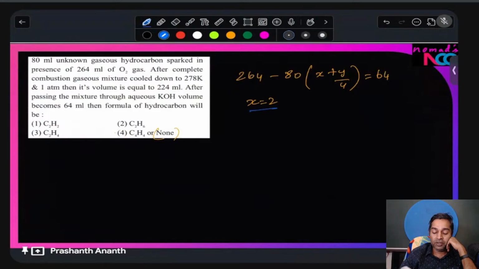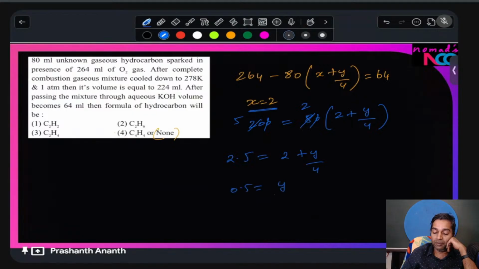No options at all. So if I'm solving for y over here, what do we end up getting? 264 minus 64. So we end up having 200 is equal to 80 into 2 plus y divided by 4. So we end up having 200 by 80 or 20 by 8. So we can cancel this off by 2, 5. So it's 5 by 2. So it works out as 2.5 is equal to 2 plus y by 4. So we are going to have 0.5 is equal to y divided by 4.